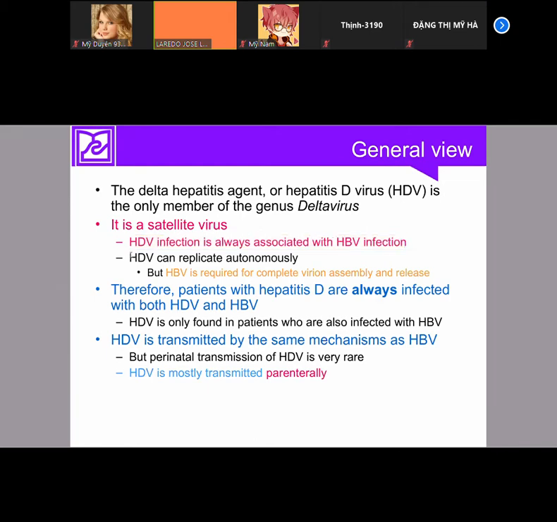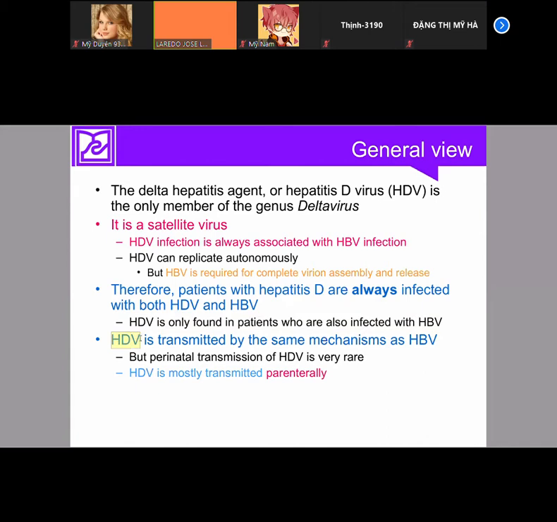So hepatitis D virus can replicate independently. Hepatitis D can replicate alone. However, hepatitis D virus requires hepatitis B for complete assembly and release. So patients infected with hepatitis D are always infected with hepatitis B. Patients infected with hepatitis D are always infected by both D and B. Hepatitis D virus is only found in patients who are also infected with hepatitis B.